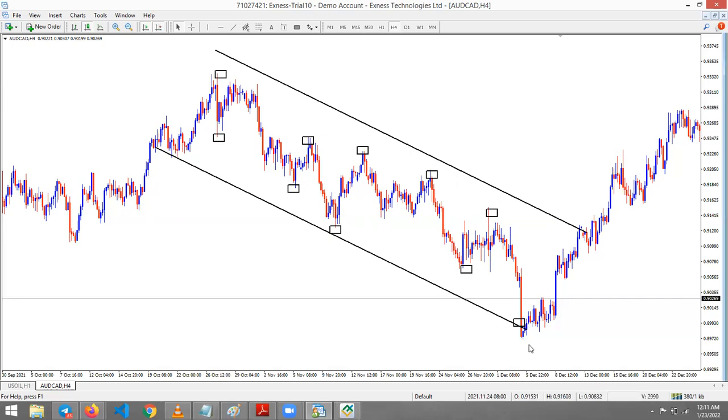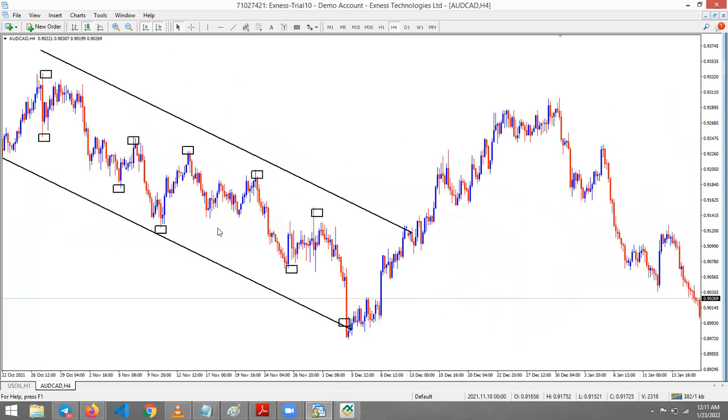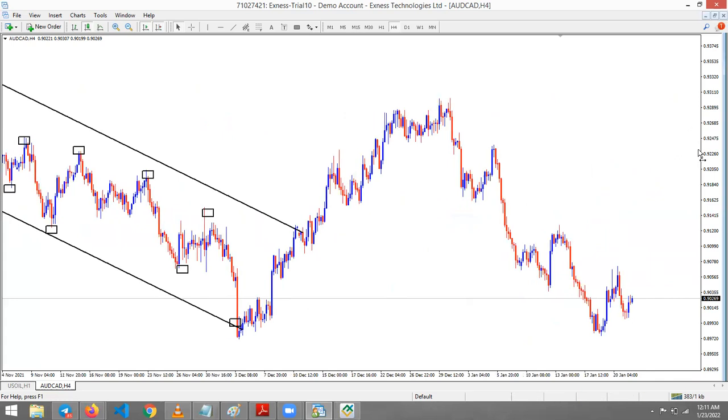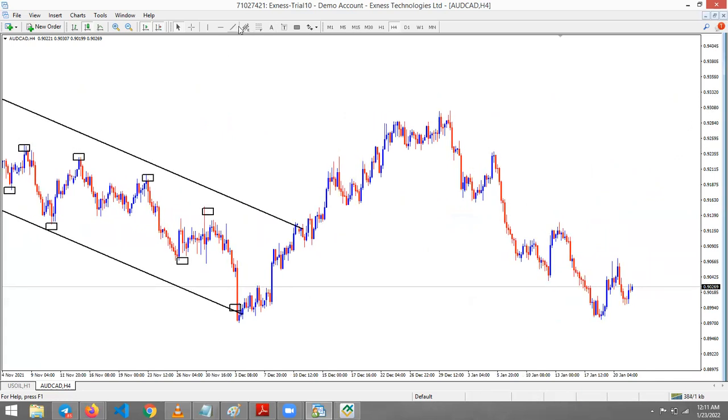Always try to follow the trend or follow the structure, because usually it makes you more profitable. It's very, very safe to follow the trend.